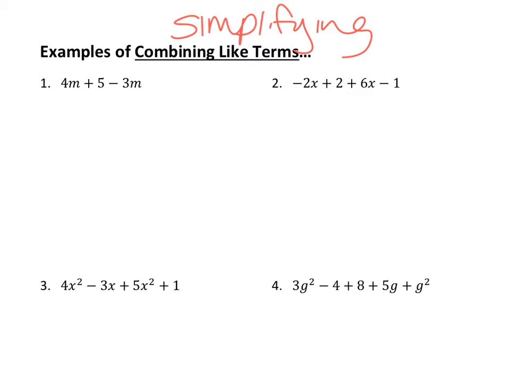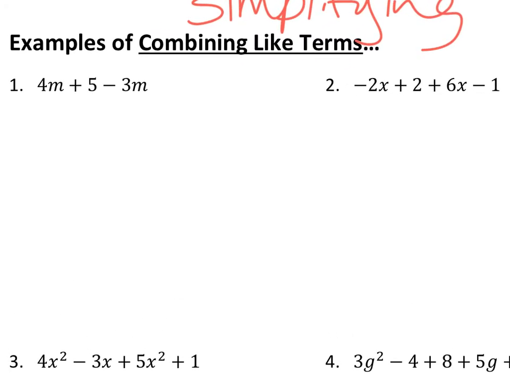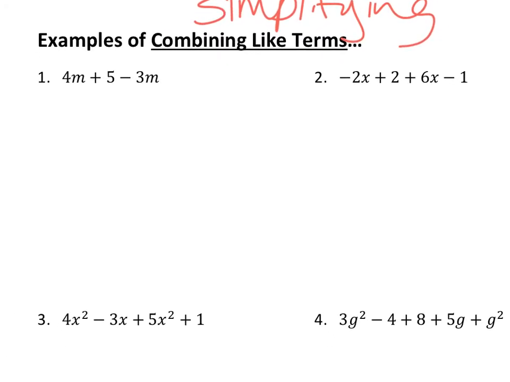So if I look at number 1, what 2 pieces there have the same variable and exponent? The 4m and the 3m, absolutely. I like to identify these by just kind of underlining them. Not like a division sign, but just underlining them. So I know that those are like terms. All I have to do is add them together. So what is 4 plus negative 3?